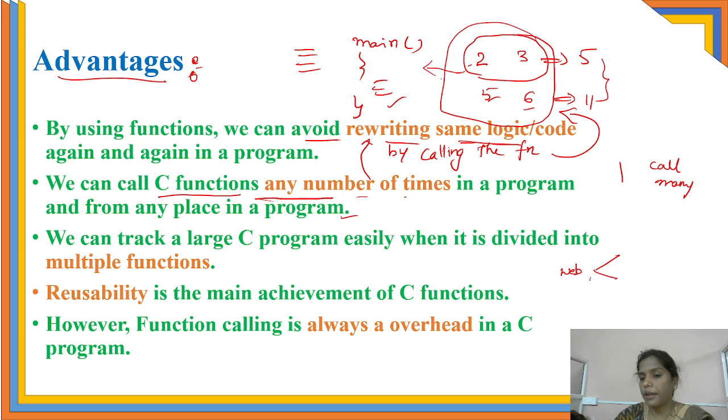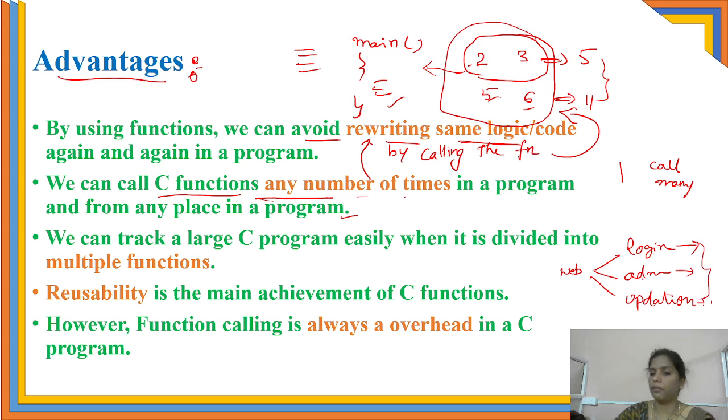And for example, let us take one web application. It can have different modules like login page, administration, updation. These are the different modules. You can give login to one person and administration to another person, updation to another person to develop these modules. So these functions can be combined to get the web application, right? So modularity is one of the advantages, so that time consumption decreases and space complexity also decreases.